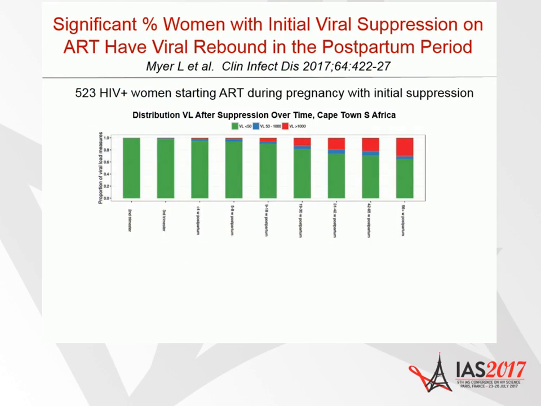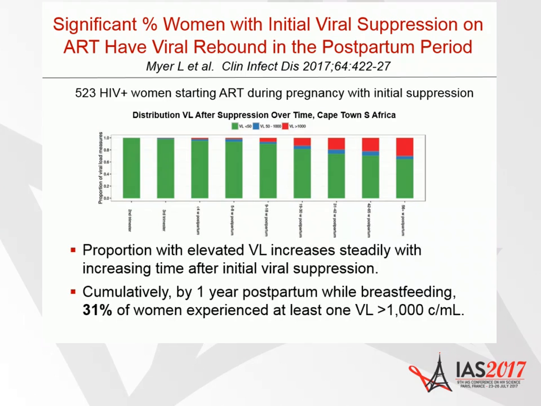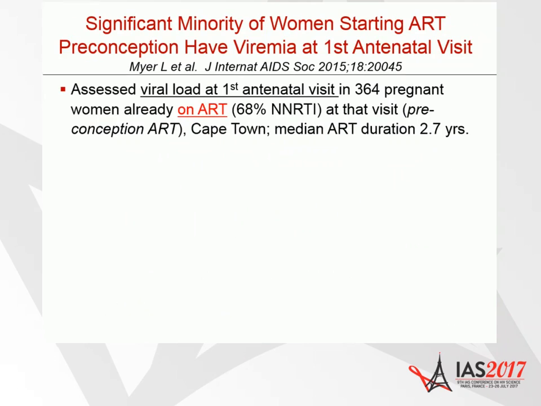So this is a study from South Africa, over 500 women starting treatment during pregnancy, all initially virally suppressed. The green is viral load less than 50, blue is 50 to 1,000, and red is over 1,000. And what you can see is that the proportion with elevated viral load increases steadily after initial viral suppression. You can see that increase in red. And cumulatively, by 1 year postpartum, while breastfeeding, 31% of women experienced at least one blip of viral load over 1,000.